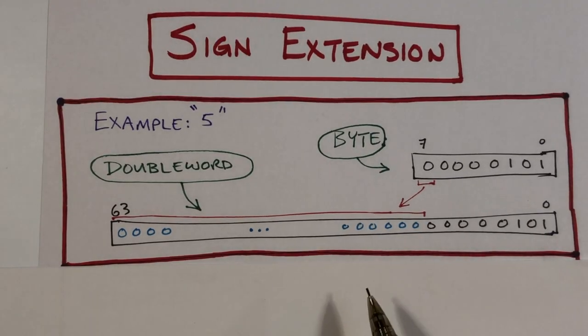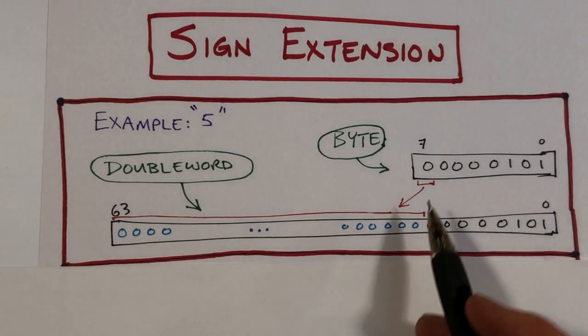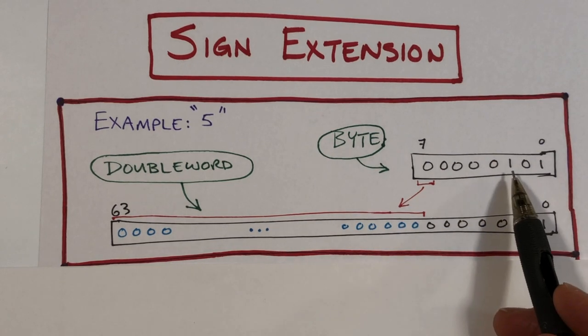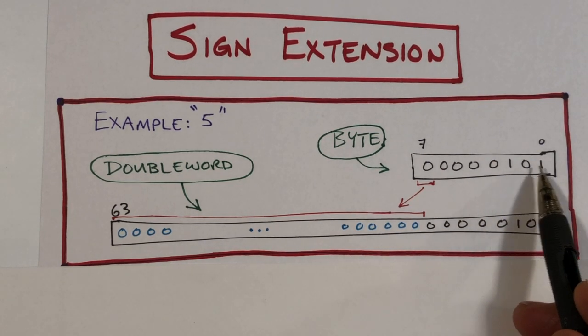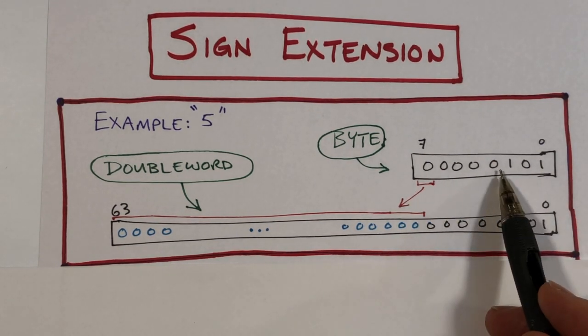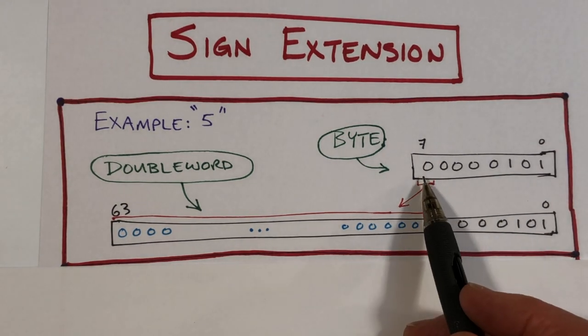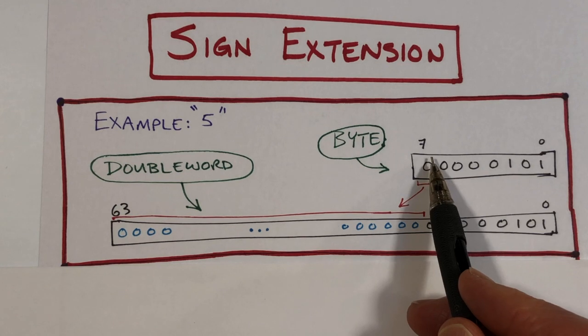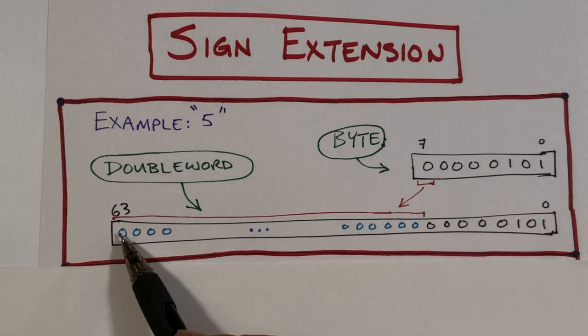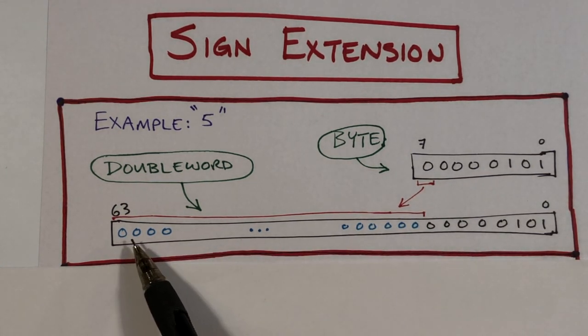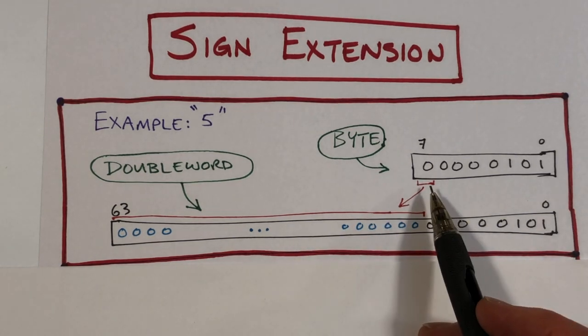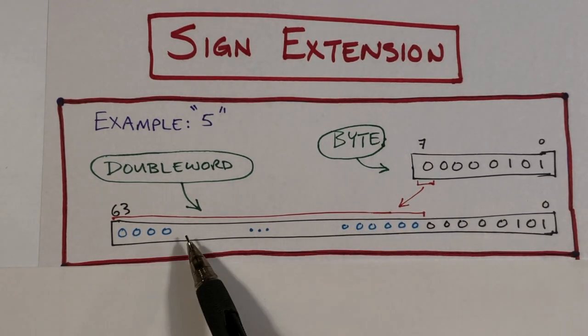Now let's talk about sign extension. Take a look at this example byte. It's a representation of the number 5, 101, with the leading bits being 0. By sign extension, we mean taking the most significant bit and just copying it into the upper bits of a larger value. So here we're sign extending a byte into a 64-bit value.